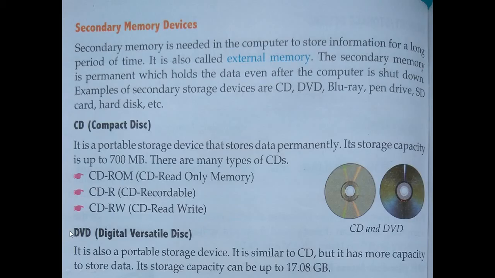Now next is DVD. The advanced version of CD is DVD. The full form of DVD is called digital versatile disc. Students, you need to learn all these full forms: CD, DVD, RAM, ROM. You need to learn these full forms. The full form of DVD is digital versatile disc. It is also a portable storage device. It is similar to CD, but it has more capacity to store data.